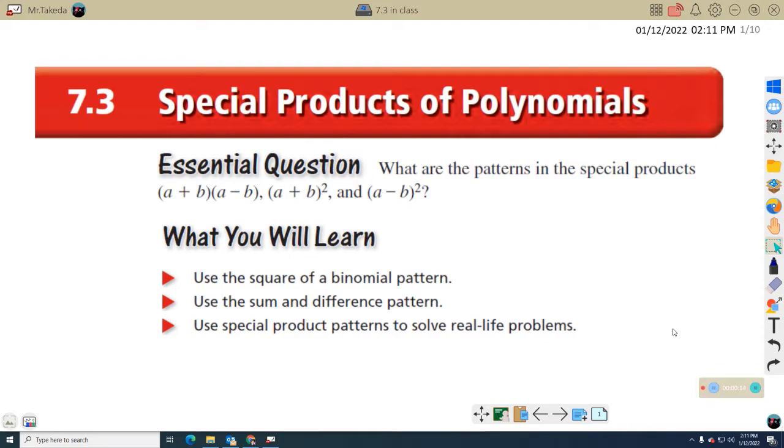This is lesson 7.3 on the special products of polynomials. The essential question here is a bunch of gobbledygook, because those are the special products. We'll talk about these in a second, but they have names. The first one is the square of a binomial. We'll talk about the square of a binomial pattern, and then we'll talk about the sum and difference pattern. Okay, so we'll do that in the video, and let's get started.